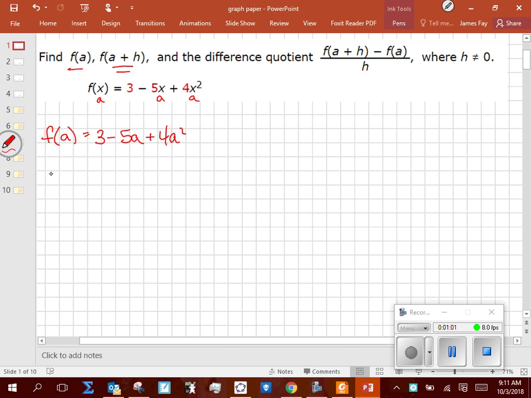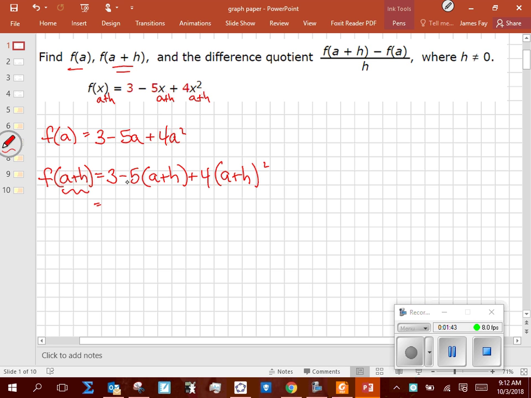Then I find f of a plus h. So now x becomes a plus h, and I go through and I make that substitution. So it gives me 3 minus 5 times (a plus h) plus 4 times (a plus h) squared. The only thing here that you've got to be cautious of is there's algebra to be done here. Whenever we evaluate at an expression, we make that substitution. If there's algebra left over that could be simplified, we have to do that.